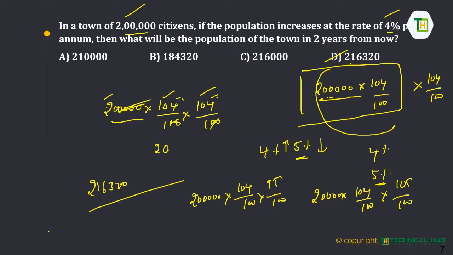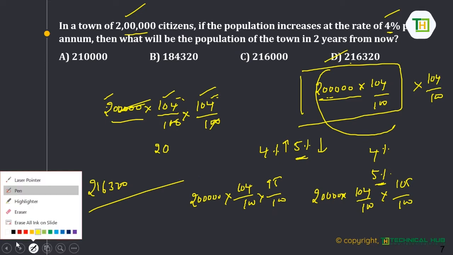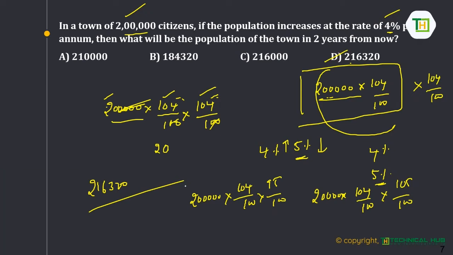I hope this question is clear to everyone. So population question, so the percentage topic is important. Sometimes the initial population will not be given. So every year 4% increases means 104 by 100. So after 2 years, the population of a town is equal to 216,320. After 2 years will be given, and every year 4% increases. Then you have to calculate the population 2 years ago.